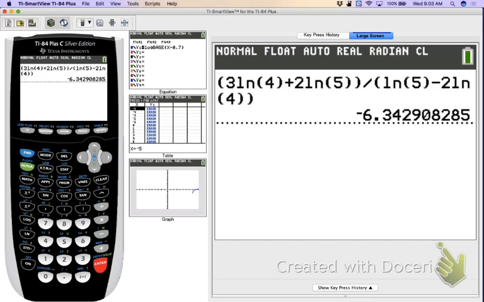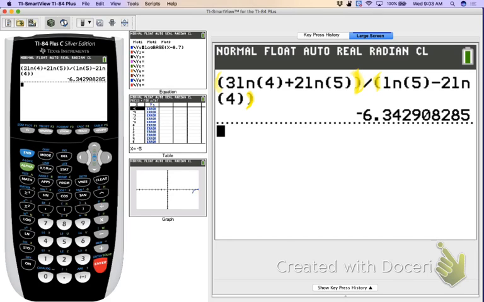All I did was type in what I had. You can put the times for the 3, but if you just put 3 natural log of 4, it's going to know that you're multiplying. 2 natural log of 5, it's going to know you're multiplying. The biggest thing I would tell you is making sure when you type this in that you put parentheses around it and that you close the parentheses there and here.